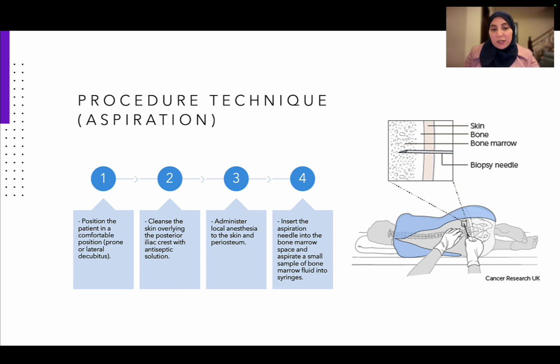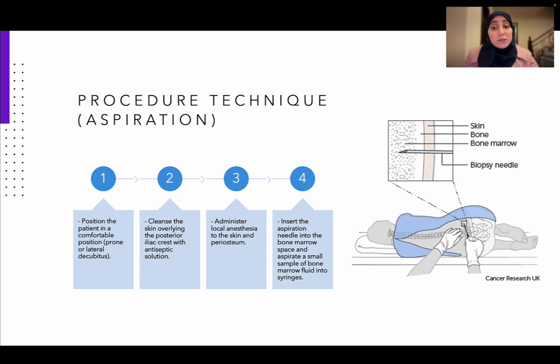And then the doctor will sterilize the area and administer the local anesthesia to the skin and the periosteum. After a while, the aspiration process will start with the aspiration needle, where we aspirate a small sample of bone marrow fluid into syringes. As you may have seen before here in our hospital, the current policy is that there is a bone marrow technician assisting us in the bone marrow aspiration and biopsy procedure, and they are the one responsible to take these samples and deliver them to the lab.